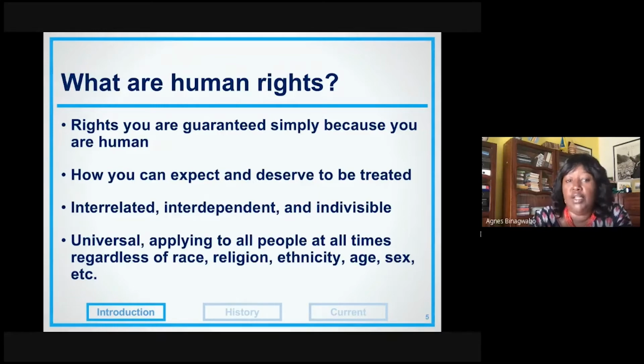A country cannot say, I sign for this right and not for this other right. A country cannot apply them to a portion of the population, but they have to apply to all the population, all human rights to all people, at all times, regardless of race, religion, ethnicity, age, sex, etc.